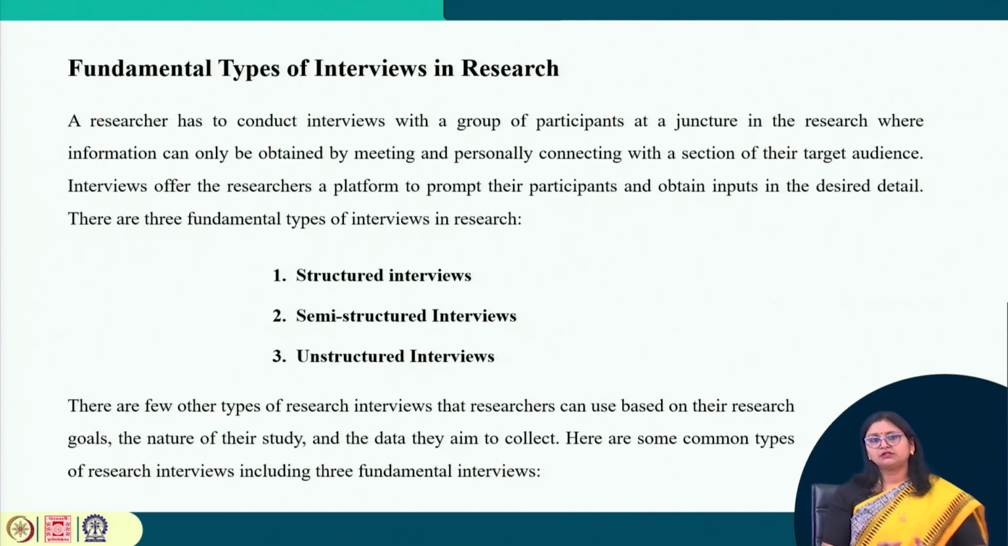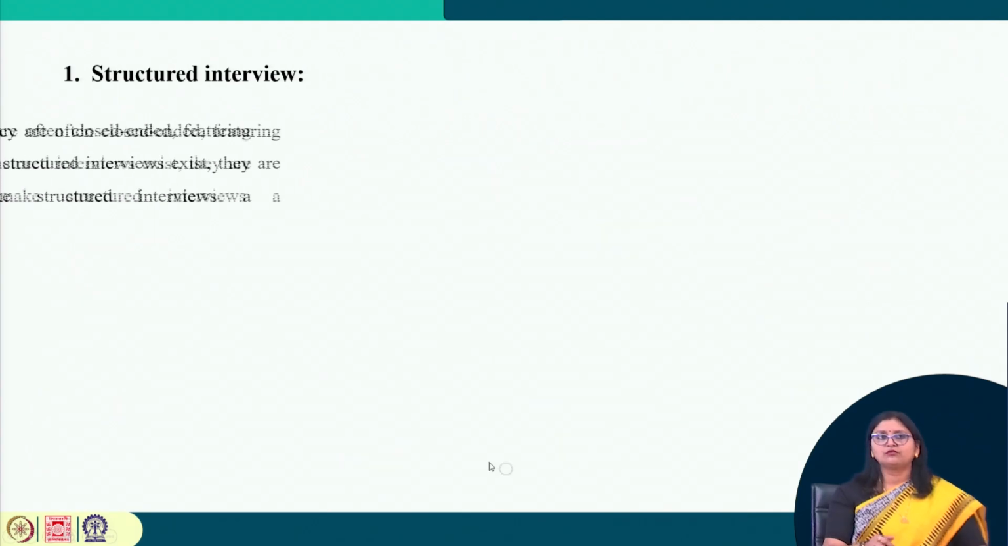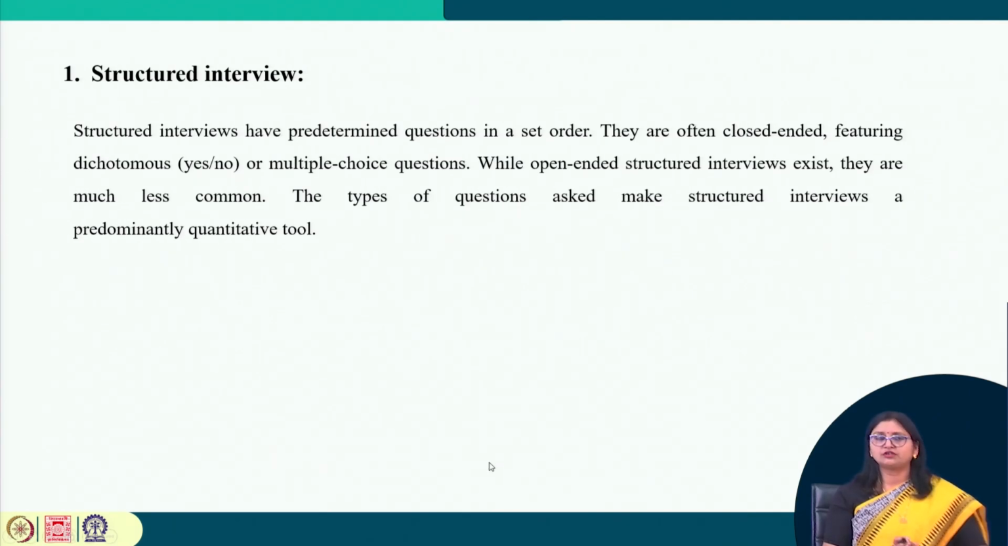There are a few other research interviews that researchers can use based on their research goals, the nature of their study and the data they aim to collect. Here are some common types of research interviews, including these three fundamental interviews, which are mentioned in several other books. We can go one by one. The first one is structured interview.